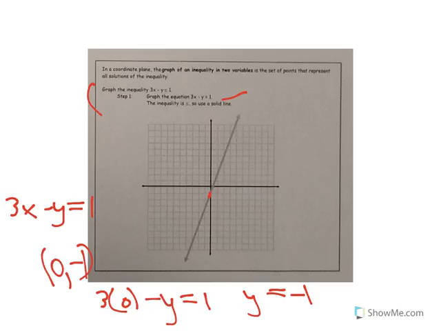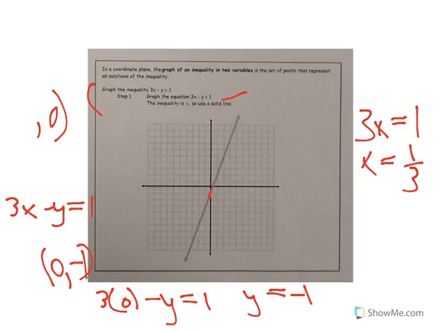And then I would go ahead and plug in 0 for y. And when y is 0, then the equation is just going to be 3x is equal to 1. So x is going to be equal to 1/3. And so it's going to be 1/3 for x. So you can kind of see it would just be right there. Then you connect the dots.